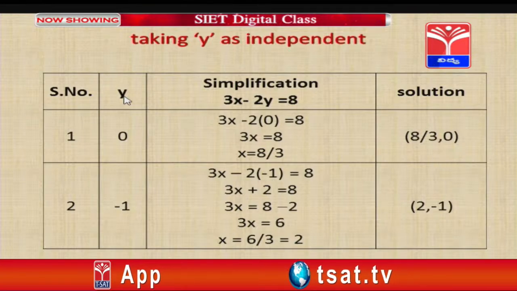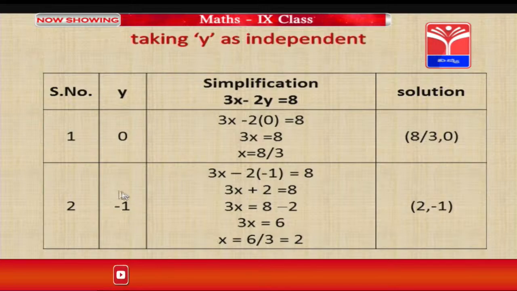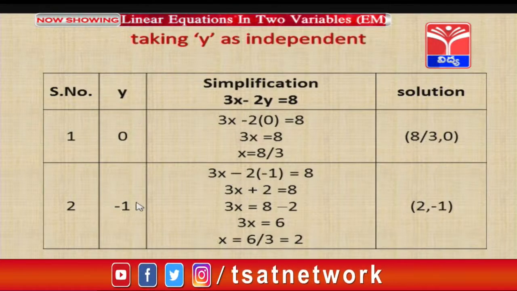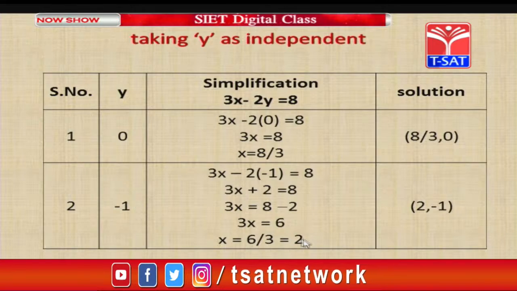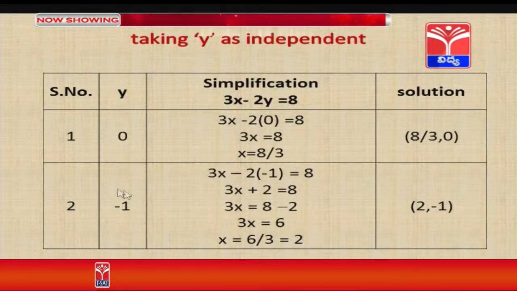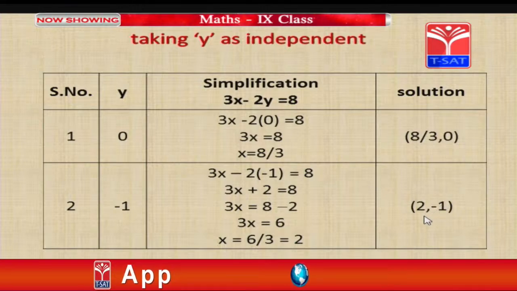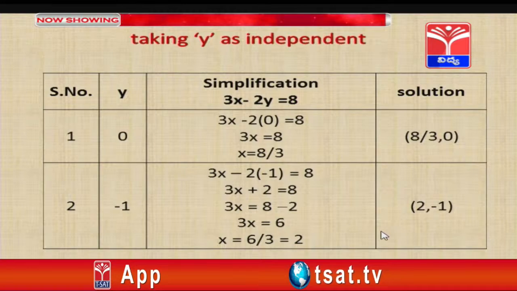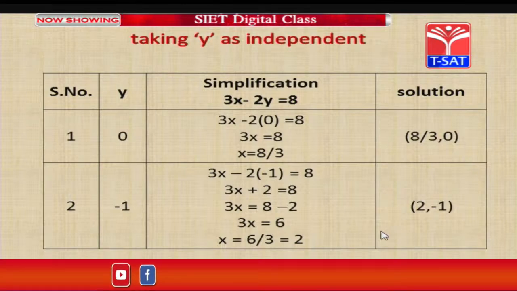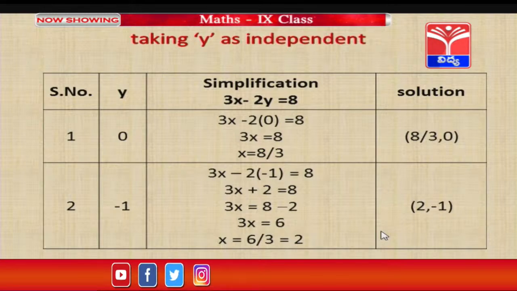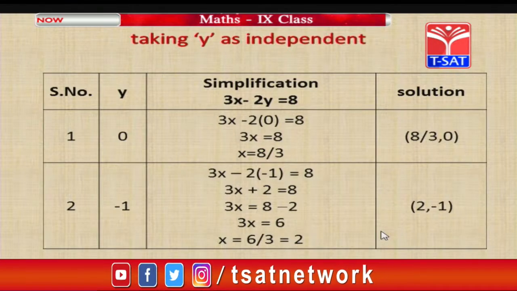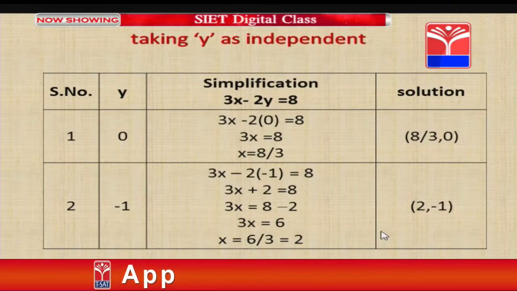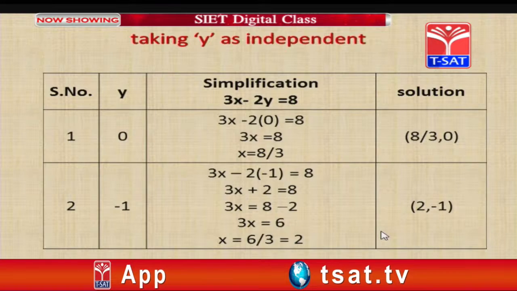Now, I will be coming to the y value, I have taken it as minus 1. If I take y is equal to minus 1, what happens? So, when you have taken y value as minus 1, you got x value as 2. So, what you got here? Your solution set is 2 comma minus 1. Children, you have observed that when we have taken x as the independent, the y value is depending on x. When we have taken y as independent, the x value is depending on y. Are you clear, children? So, the choice is yours.